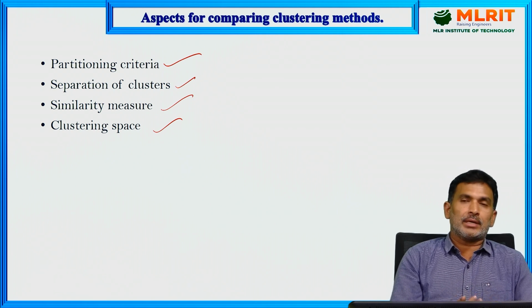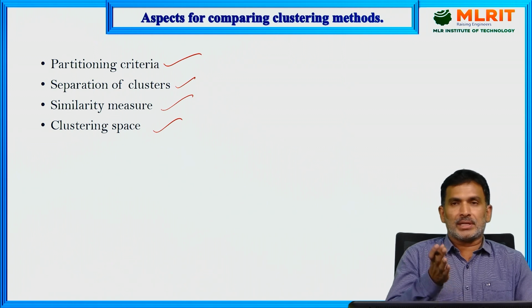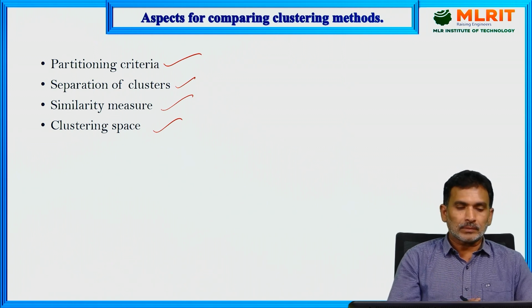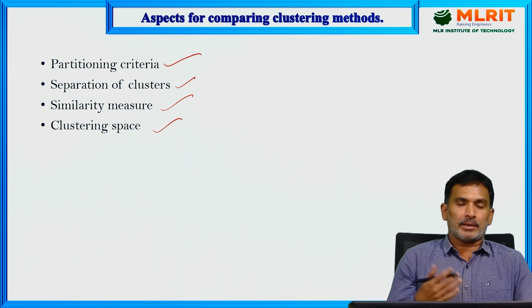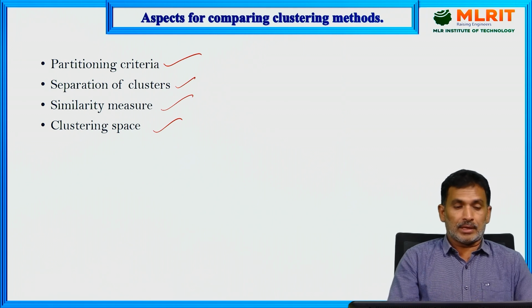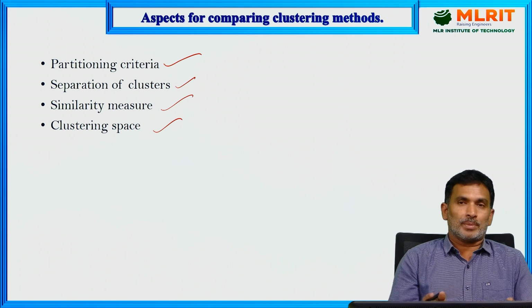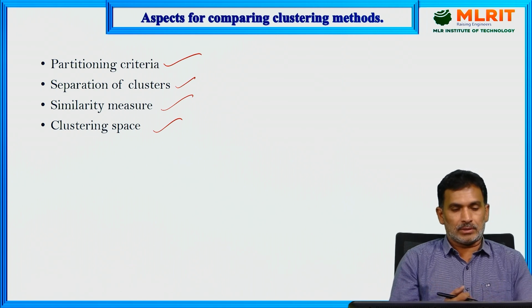Partitioning criteria is how the partitioning would be done. We will discuss different partitioning methods like hierarchical clustering, where we will discuss divisive and agglomerative clustering, etc. Next, the separation of clusters. How are we going to separate the clusters? What parameters need to be considered in order to separate the clusters?